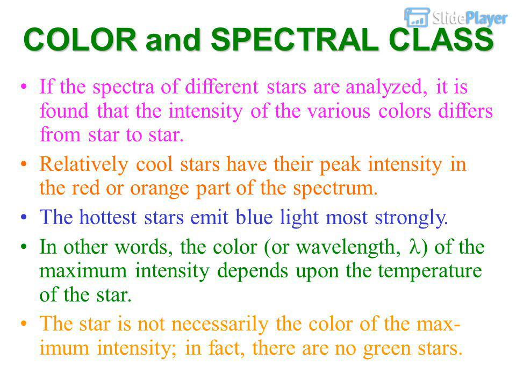Color and spectral class. If the spectra of different stars are analyzed, it is found that the intensity of the various colors differs from star to star. Relatively cool stars have their peak intensity in the red or orange part of the spectrum. The hottest stars emit blue light most strongly. In other words, the color, or wavelength, of the maximum intensity depends upon the temperature of the star. The star is not necessarily the color of the maximum intensity. In fact, there are no green stars.